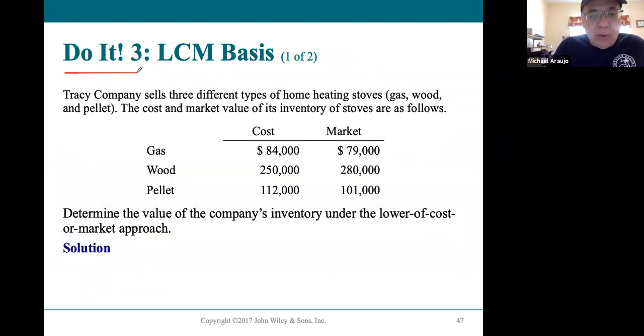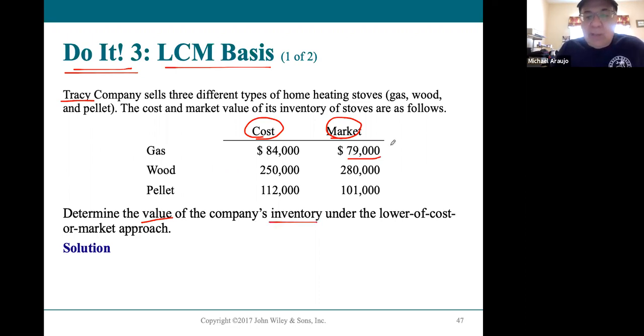All right, so exercise number 3 is on the lower of cost or market basis. Again, it's relatively straightforward. A company has inventory. In this case, Ch6 company, they sell home heating stoves, right? They have gas stoves, wood stoves, and pellet stoves. The cost to the company when they bought that inventory is listed in the first column. The market value of the same inventory is listed in the second column. We have to determine the value of the inventory with lower cost or market.